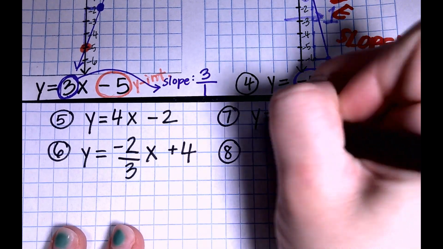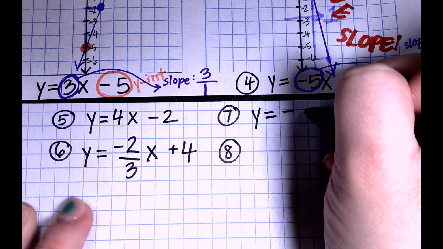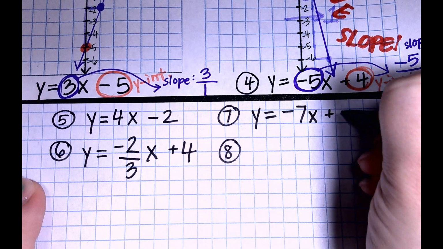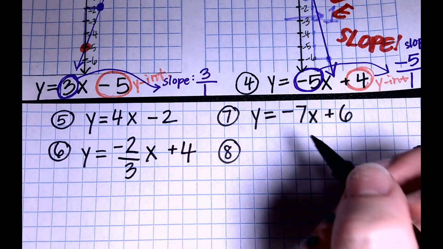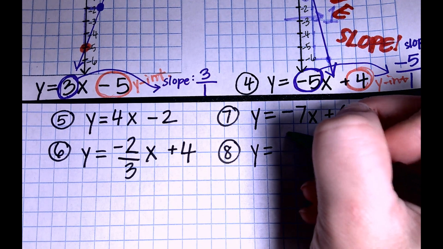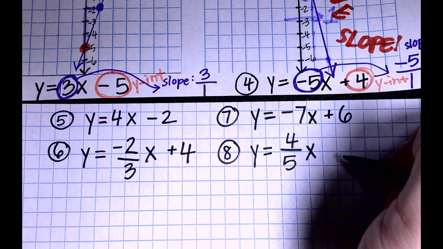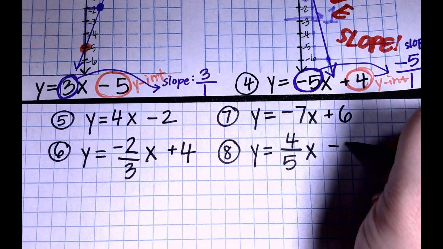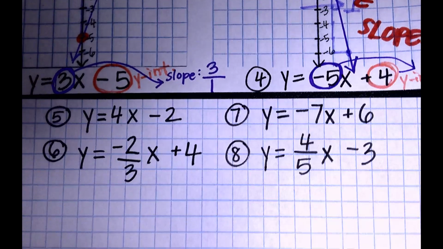Y equals 7x plus 6. And y equals 4 over 5x minus 3. Okay, so 4 new equations for you.